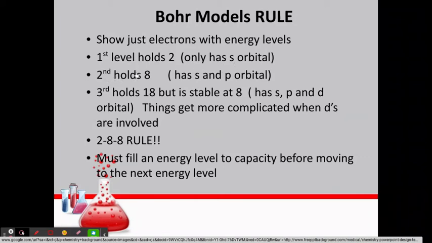Now the second energy level has an s orbital and a p orbital. S's can hold 2, p's can hold 6. So the second energy level can hold 8 total. The third energy level has an s, a p, and a d. S's can hold 2, p's can hold 6, d's can hold 10, for a total of 18.